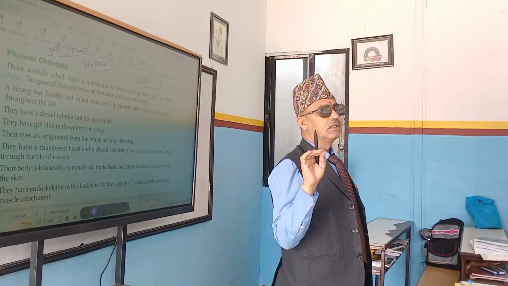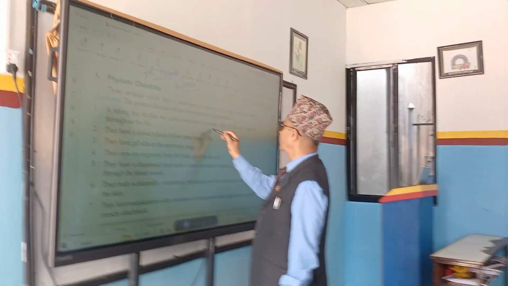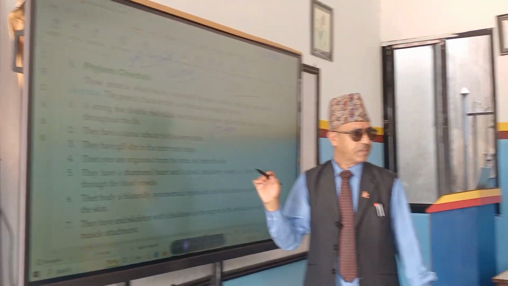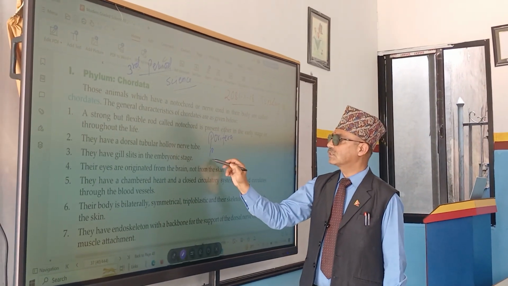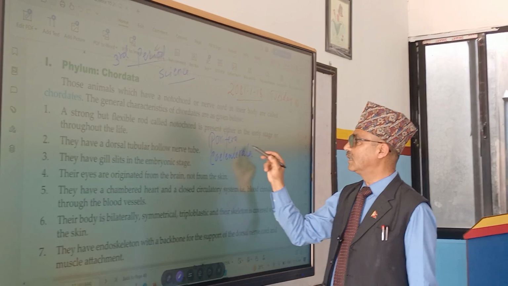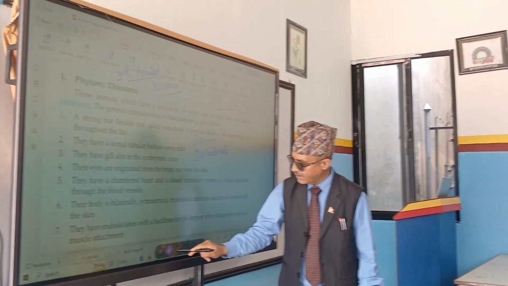Today, four invertebrates. What are they? Porifera. Next one, Coelenterata. Coelenterata, right? Yes, sir.